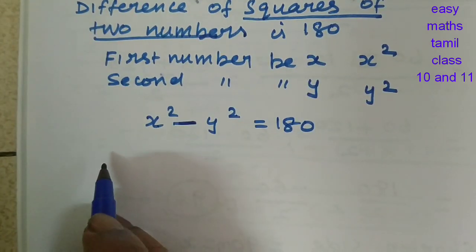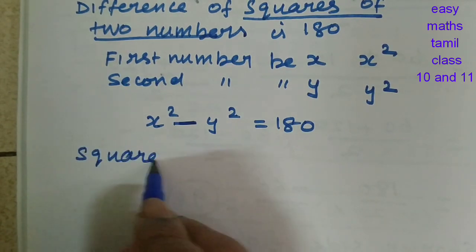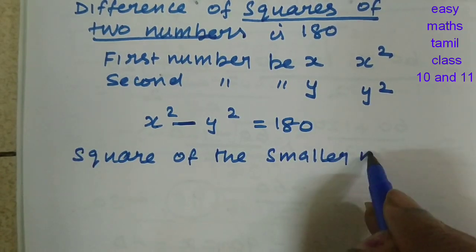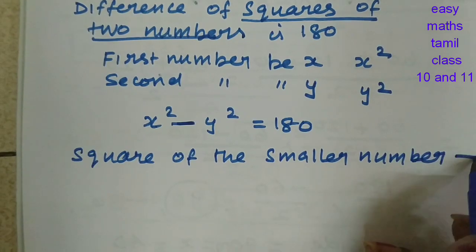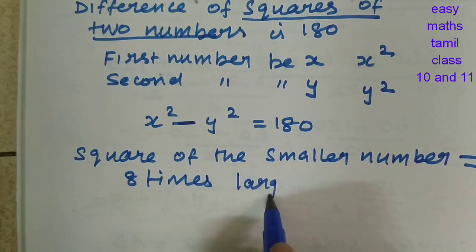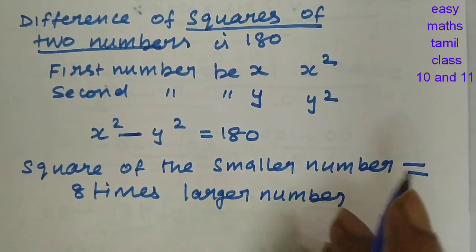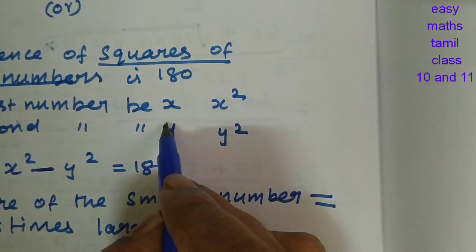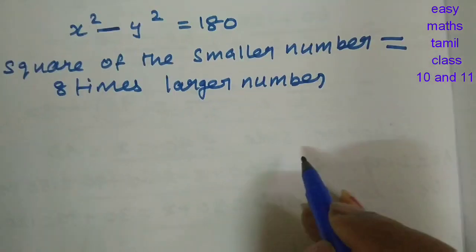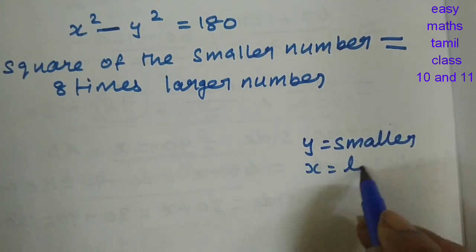Now, the square of the smaller number is 8 times the larger number. Now y is the smaller number and x is the larger number.